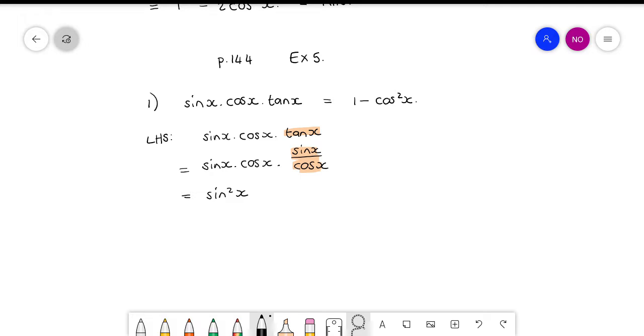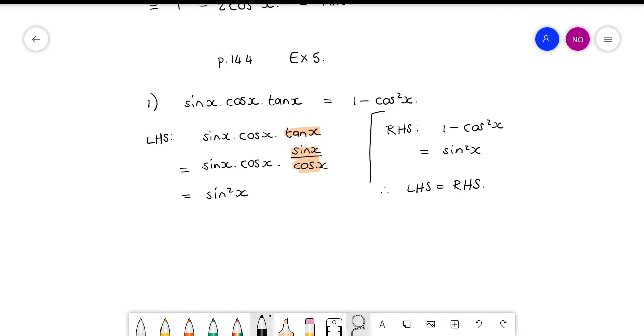You could have stopped there and said, on the right-hand side, I have 1 minus cos squared x, which I can write as sine squared x. And then you say the left-hand side is equal to the right-hand side. That's the one way to do it. So ek mos vir julle gesê you can meet them halfway.